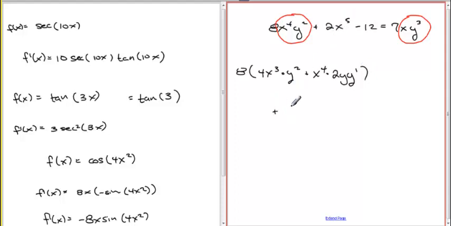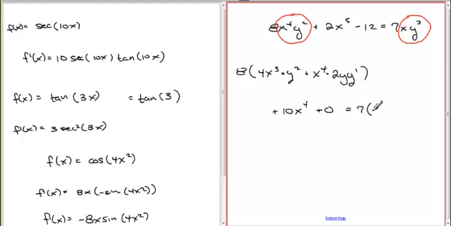The second term is only a function of x, so that one's a piece of cake. So you take 5 times 2 is 10, reduce the exponent by 1. The derivative of a constant is 0. And then we have another product, so we're going to factor out the 7. And then we do the same thing.